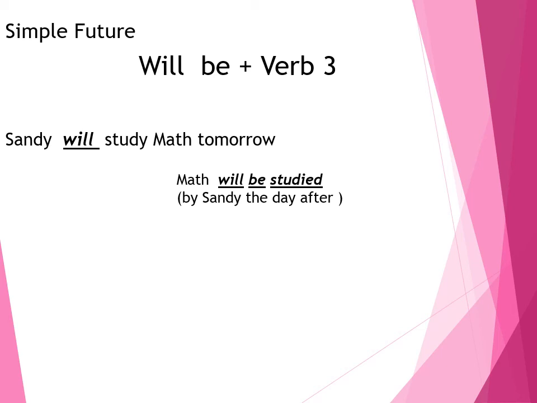When we change into passive voice, don't forget to move the object in active voice to the beginning of the passive voice. Math will be studied by Sandy the day after. So math is followed by will and then followed by be. And study in active voice is in the verb 1 form, and when we change into passive voice, we add ed, so study becomes studied. Math will be studied.